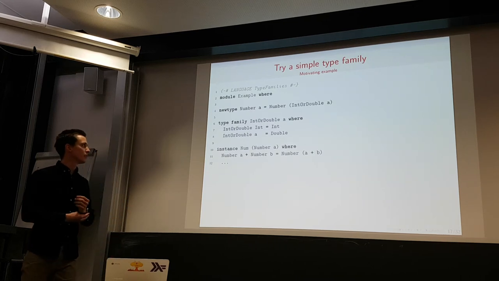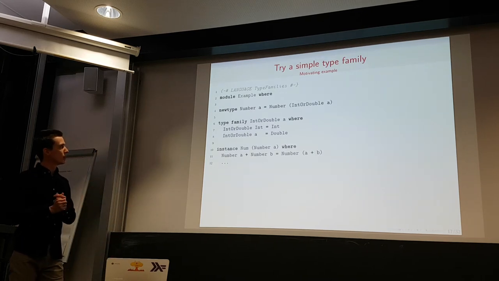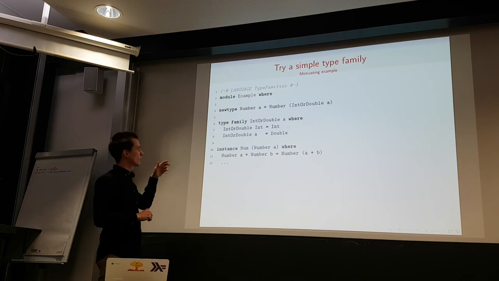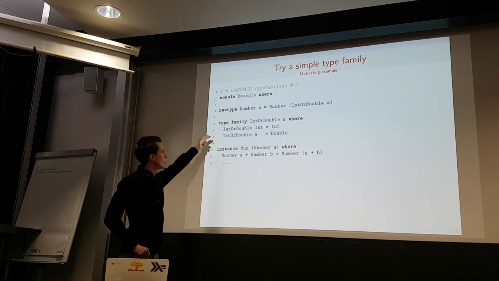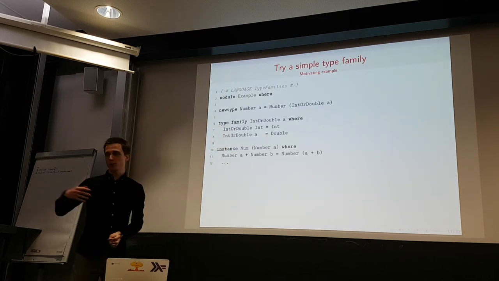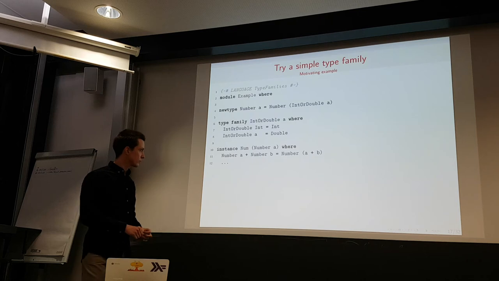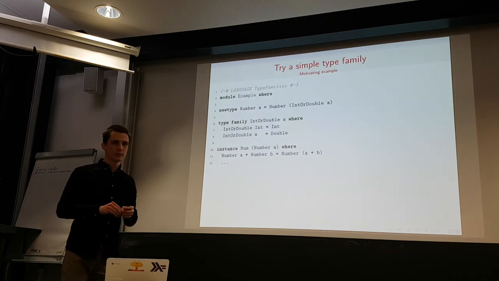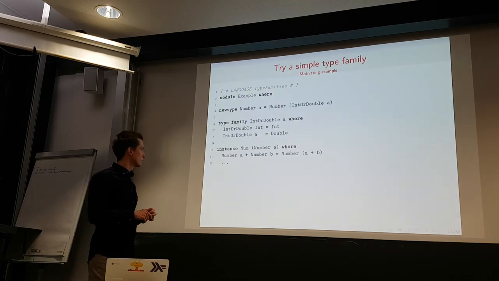Why would I need to do it? So here is a small example. Let's define some type family, which is either integer or a double. Then write a small newtype wrapper, and then we want to implement some instances for it and provide it as a library to somebody else.